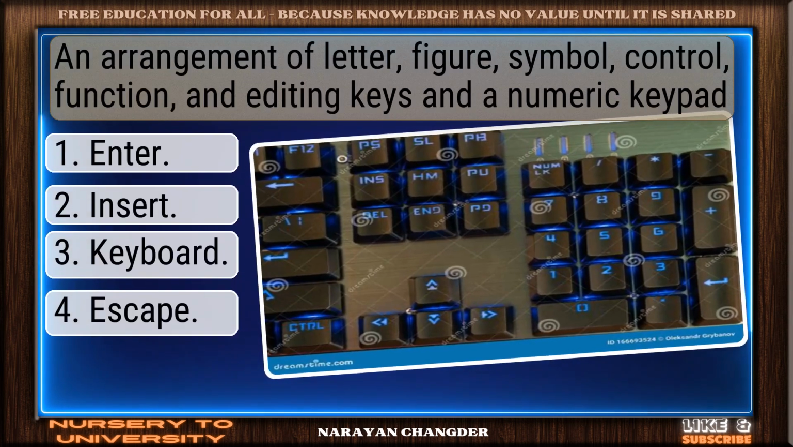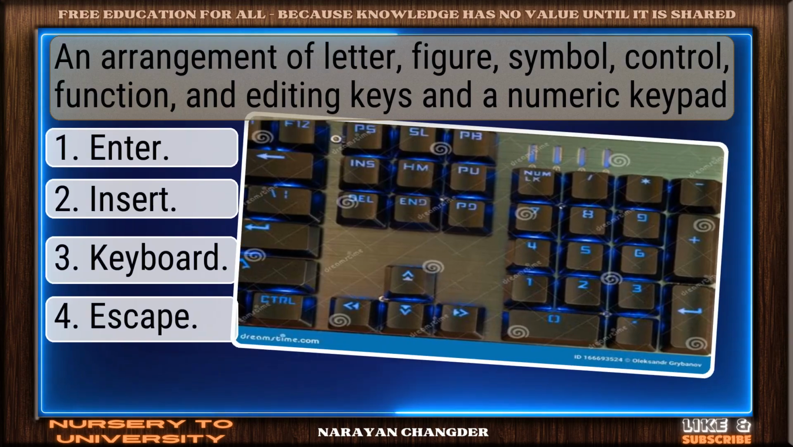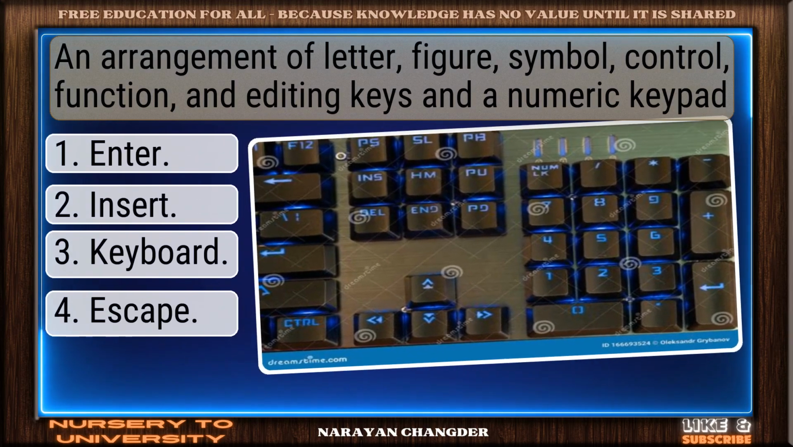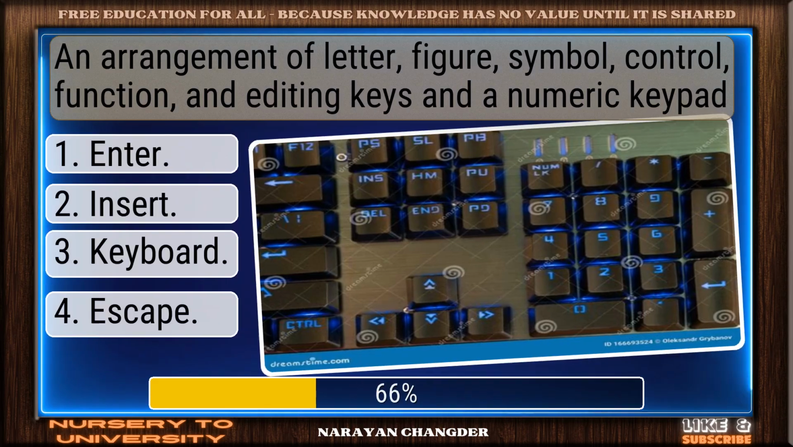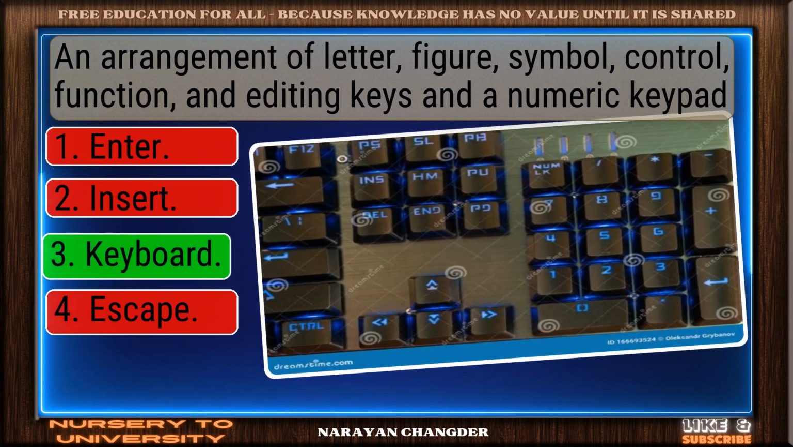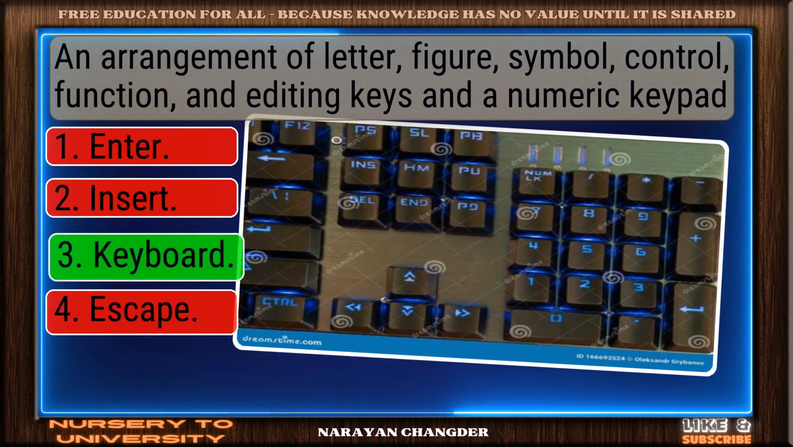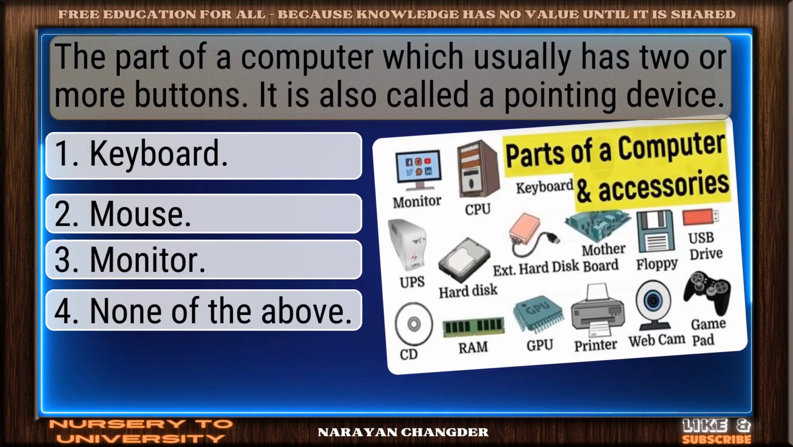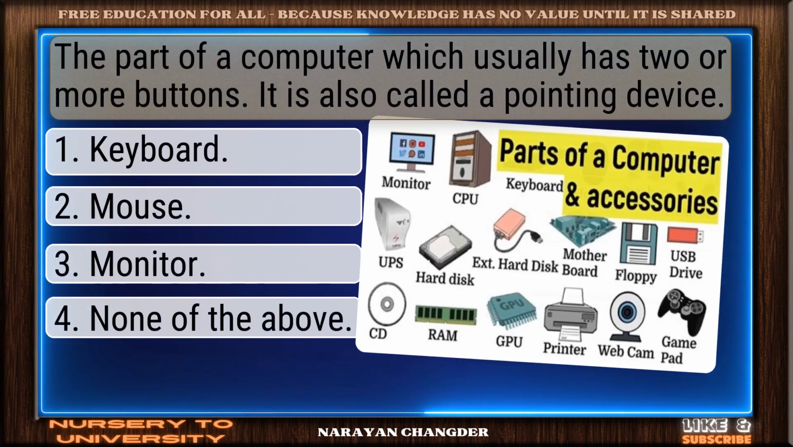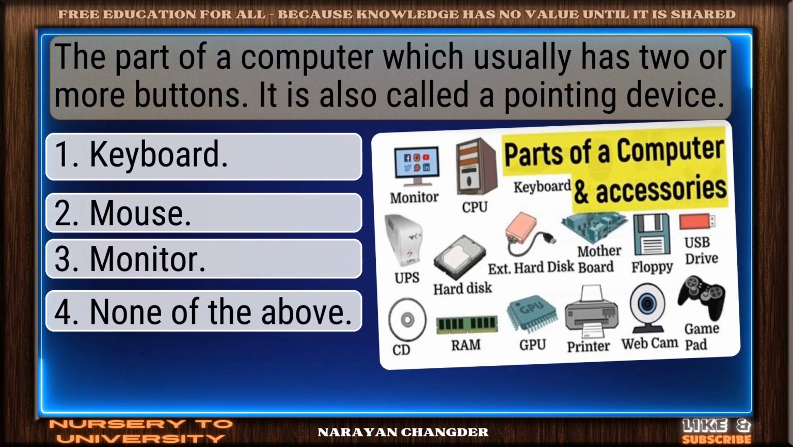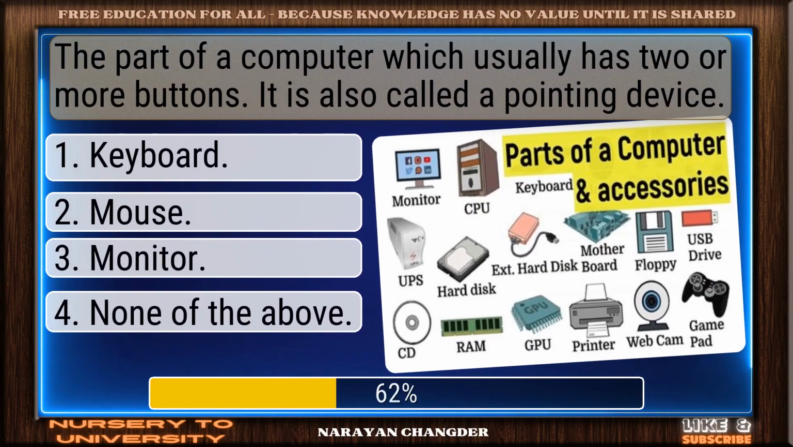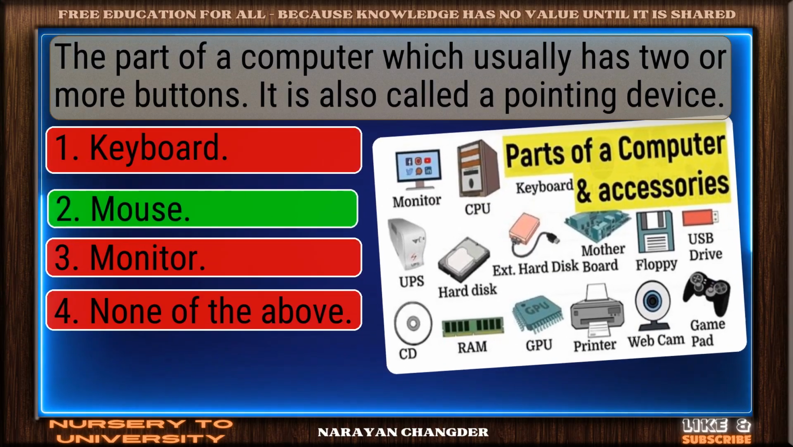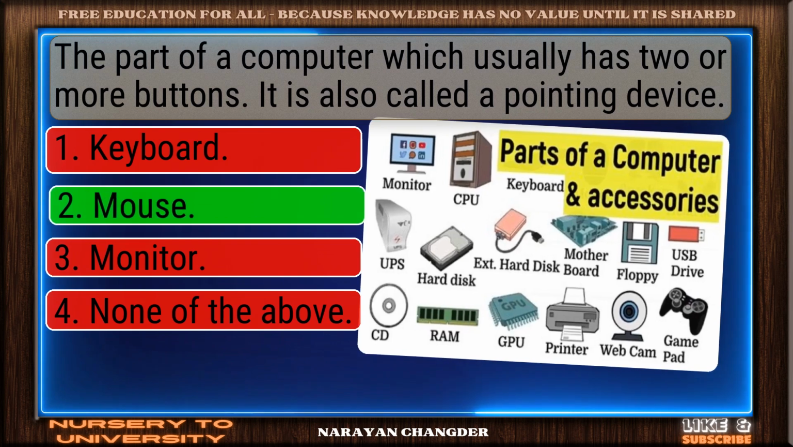An arrangement of letter, figure, symbol, control, function, and editing keys and a numeric keypad. Smart move. Keyboard is accurate answer. The part of a computer which usually has 2 or more buttons. It is also called a pointing device. Well picked. Mouse is correct.